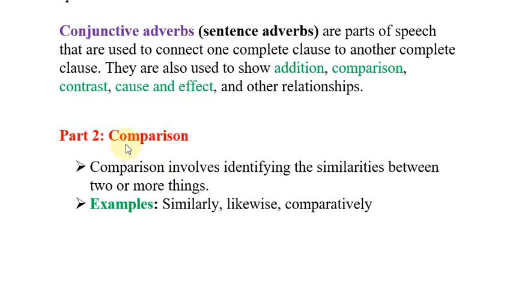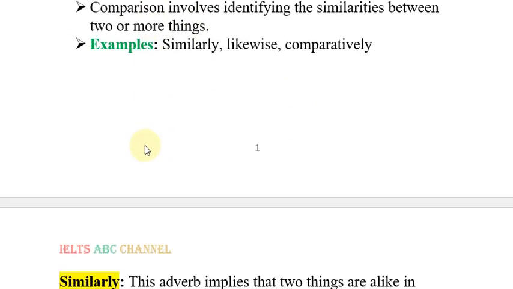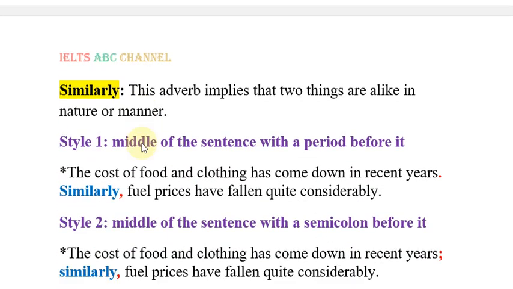When you say comparison, it means it involves identifying the similarities between two or more things. That's the key point here. You're focusing on similarities between two or more things, not contrast. Pay attention to this. Words like similarly, likewise, comparatively are under the category of comparison. Good. Now let's get to the first example here.